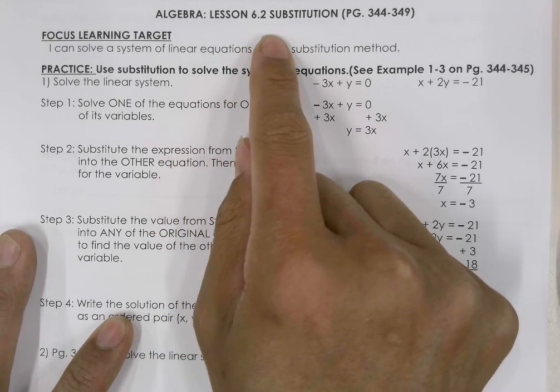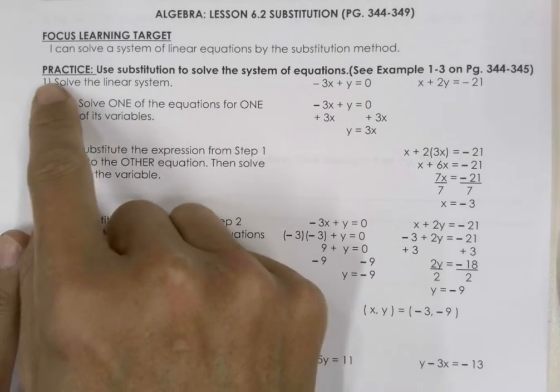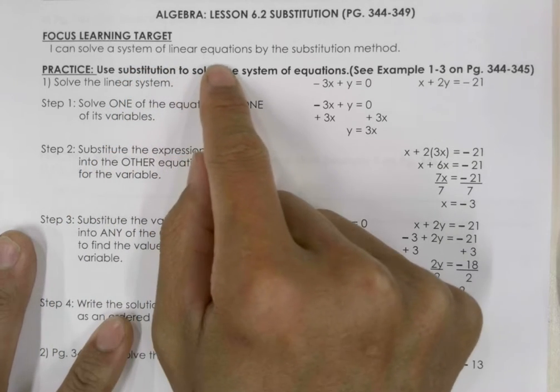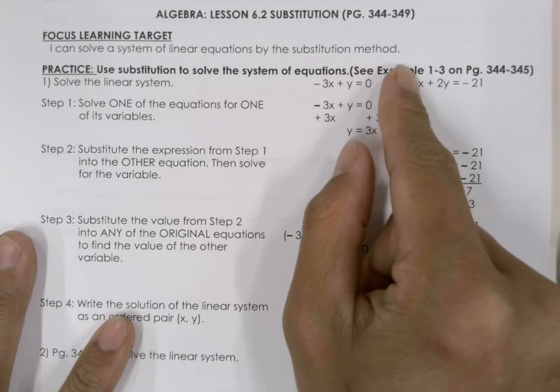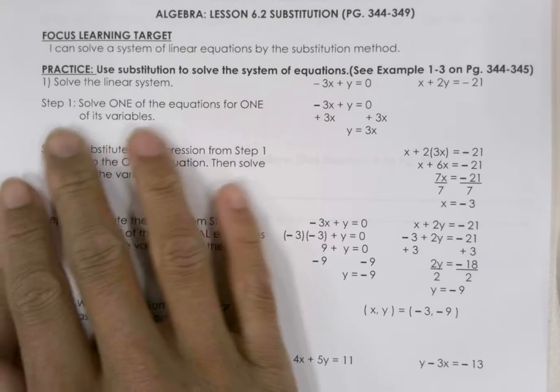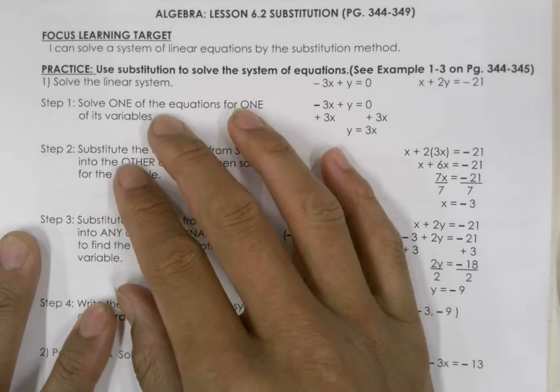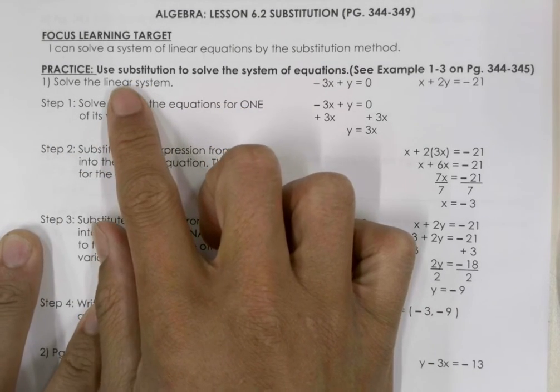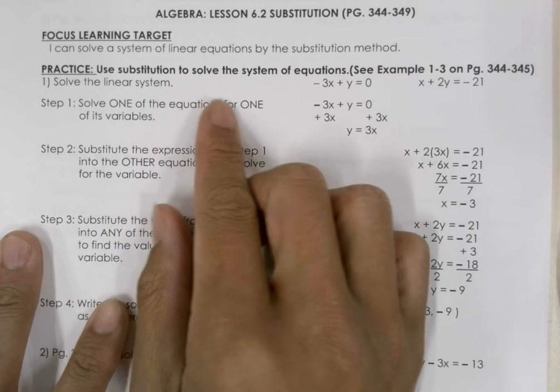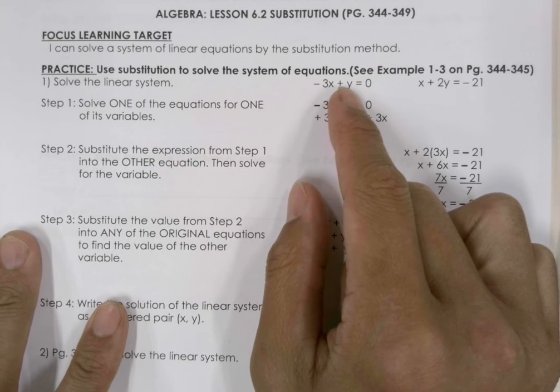Lesson 6.2, Substitution. I can solve a system of linear equations by the substitution method. So let's go ahead and look at the first practice problem. The problem asks us to use substitution to solve the system of equations.